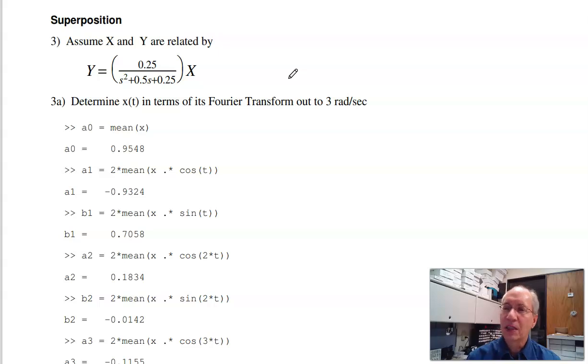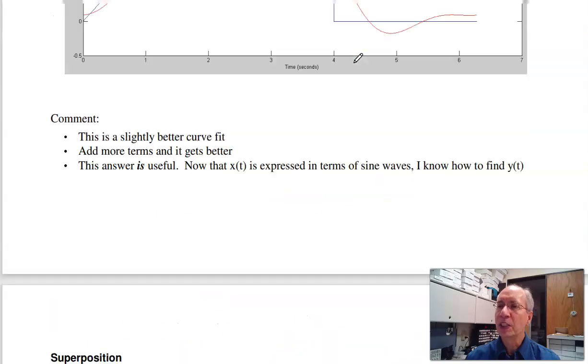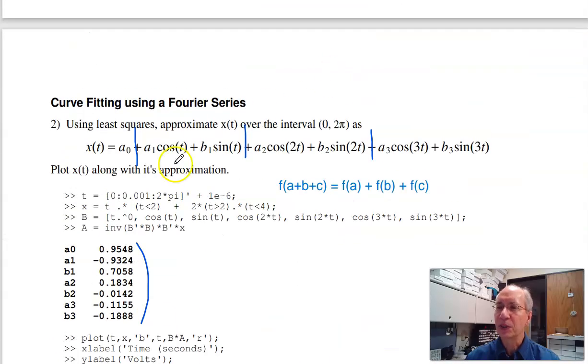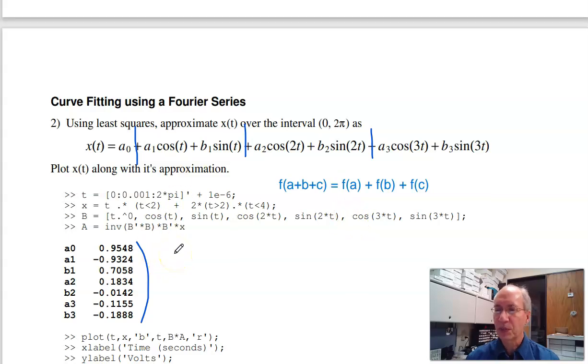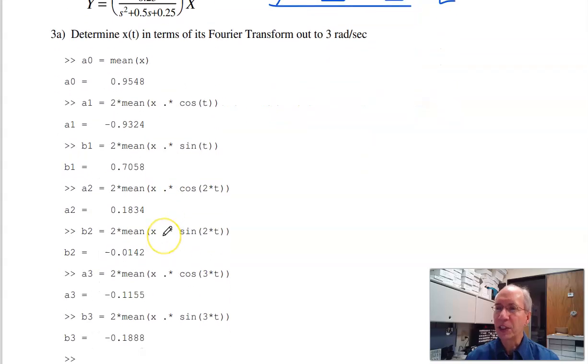Find y, well, eventually we want to find y of t. Well, one way to do that is if x is this waveform, it's not a sine wave, I got a problem. So split up x in terms of sines and cosines. One way to do that is to do least squares curve fitting. Here's my basis function, do least squares. A second equivalent way of doing that is to use Fourier transforms.